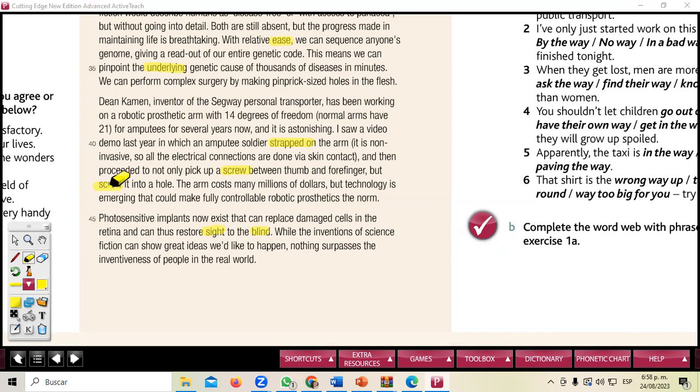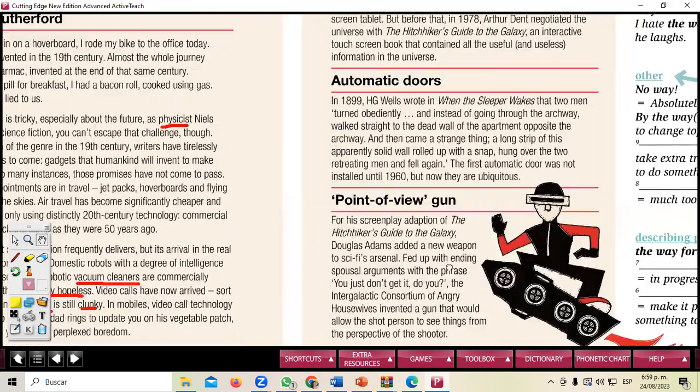Good. So photosensitive, you know, sensitive to light, photosensitive. They can replace damaged cells in the retina and thus restore sight to the blind. Okay. All right. Any words that we don't understand here? Blind. So the person that cannot see is blind. Okay. Surpasses the inventiveness of people in the real world.